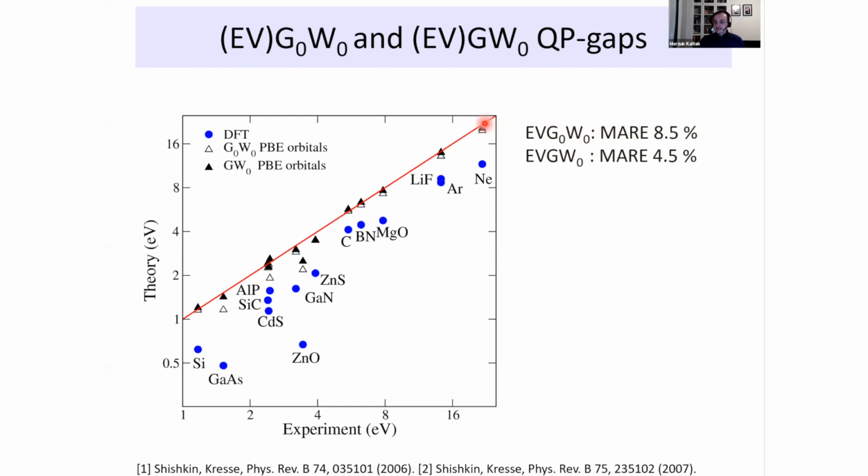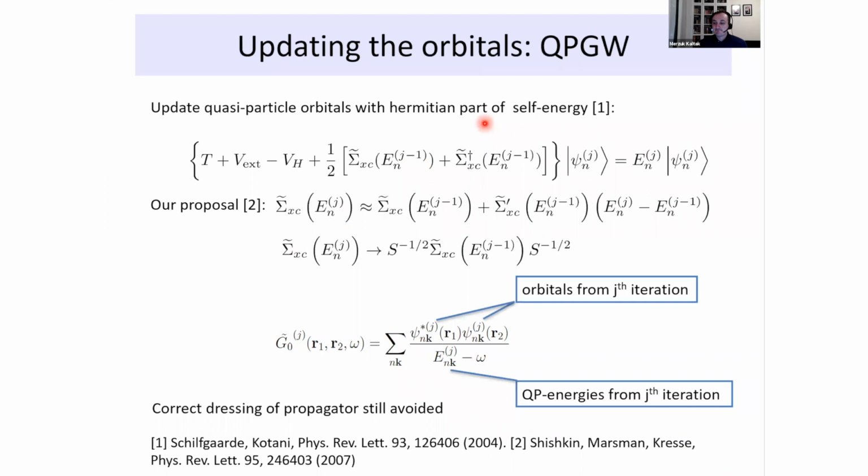So one sees that the single shot approach is already quite good, as I said, but the partially self-consistent one is even better. Now, what happens if we update the orbitals of the Green's function as well? Because until now we have kept them on the Kohn-Sham level. So can we somehow update these orbitals too? And the answer is actually, we can do that.